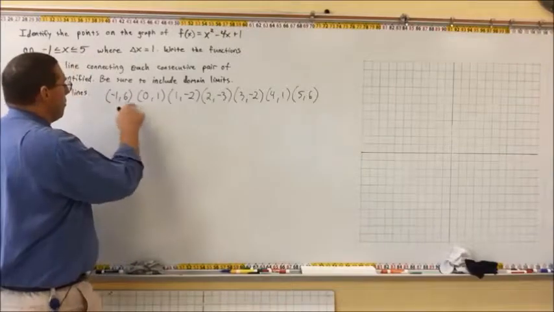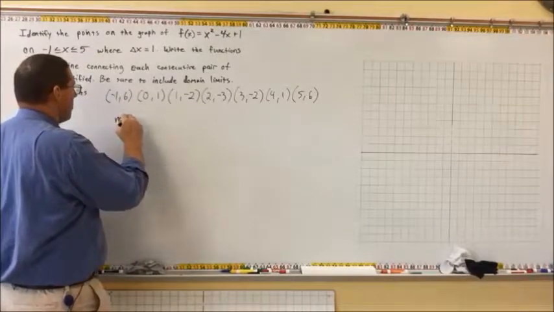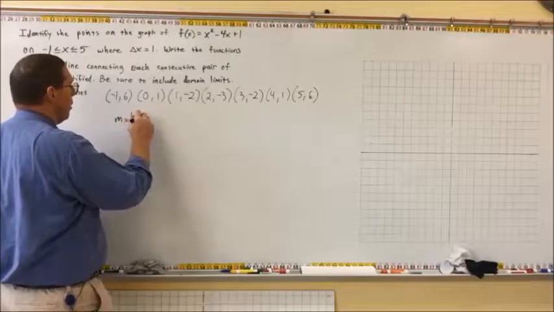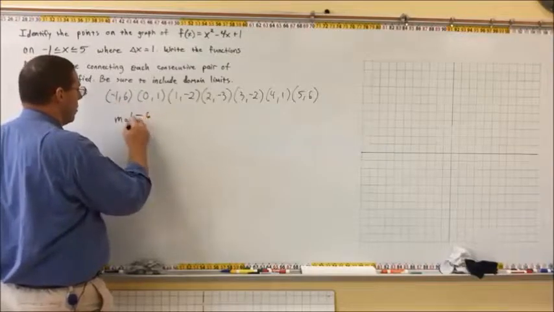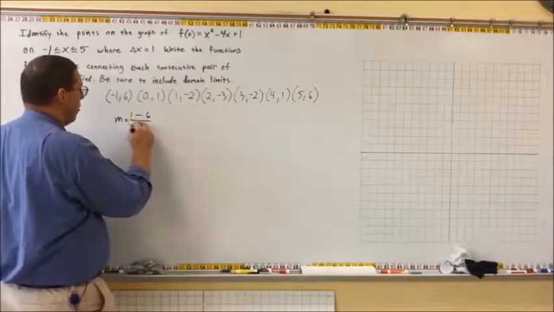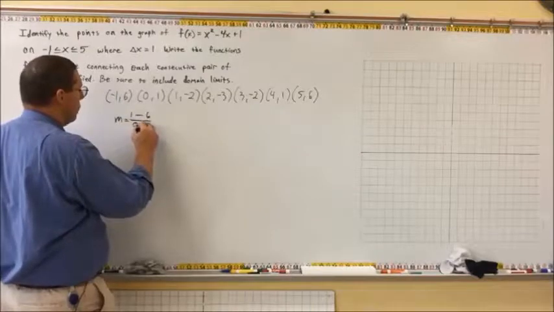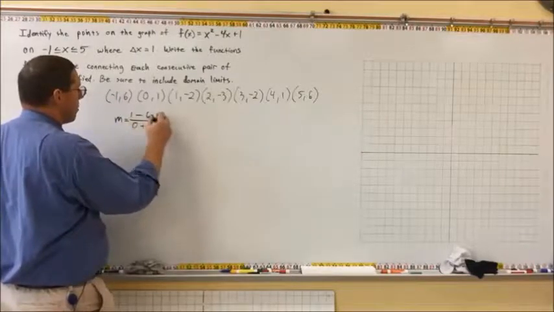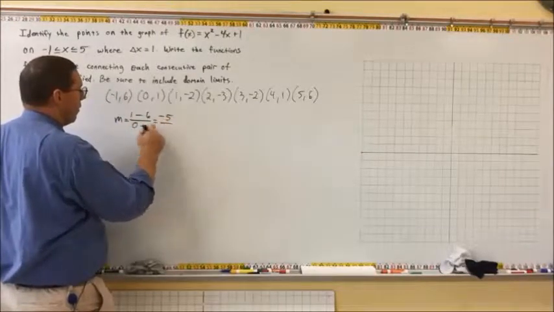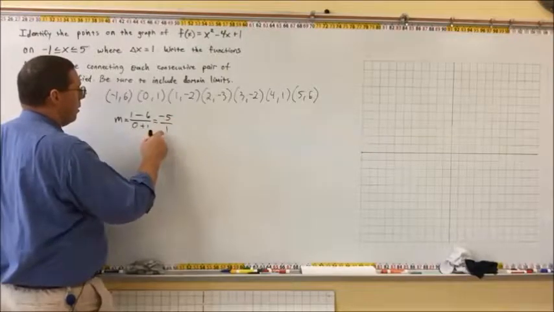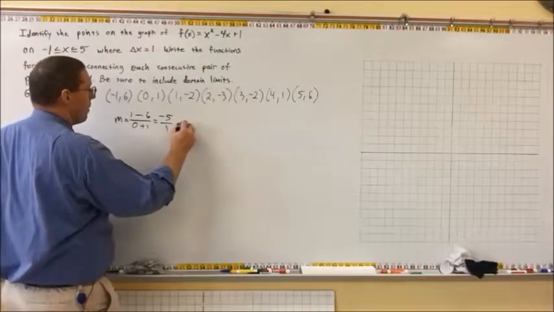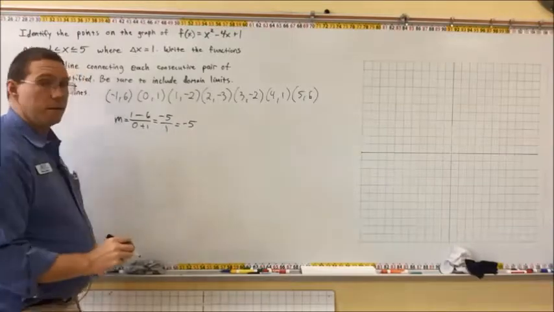We want the slope between these 2 points. So m is going to be equal to y2, 1, minus y1, 6, over x2, 0, minus x1, negative 1. 1 minus 6, that's negative 5. 0 plus 1, that's 1. So that means that the slope is negative 5.